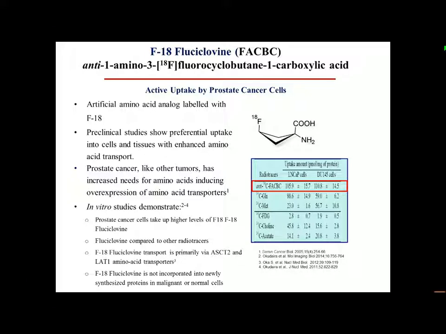But this one again went in to FDA, and again, this is an artificial amino acid analog, and it's labeled with fluorine 18. So again, this makes it possible in terms of distribution of this compound. And the preclinical studies do show preferential uptake into cells and tissues with enhanced amino acid transport, kind of the same ongoing theme that we're seeing. Prostate, like other tumors, has increased needs for amino acids, inducing overexpression of amino acid transporters. So again, I think this is a very exciting first step, or huge step.